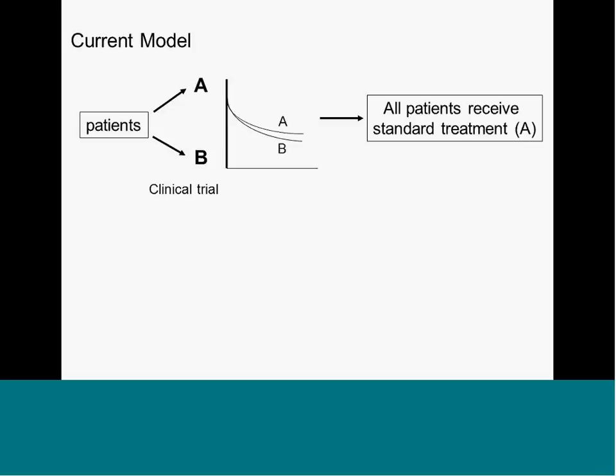So what is the current model? Well, how do we treat patients, right? We need evidence-based medicine. We need a phase 3 trial. We need to know what the clinical trials show. So our current model is we have patients, we enroll them in a clinical trial, they get either drug A or B, and whichever does better becomes the new standard of care. So in this case, drug A, because there is a separation between A and B in the Kaplan-Meier survival curve, becomes the new standard of care.